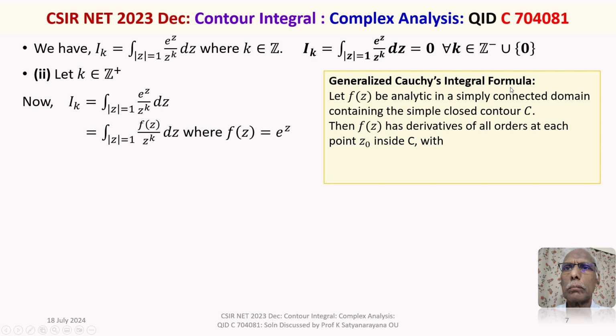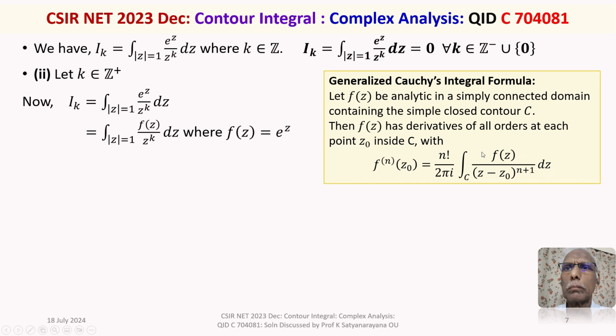And then this generalized Cauchy's integral formula tells you that f(z) has derivatives of all orders at each point z0 inside C. At every point z0 inside C, f(z) has derivatives of all orders. And the value of the nth derivative at z0, where z0 is any point inside C, is given by Cauchy's integral formula for higher derivatives: n factorial by 2 pi i, integral taken around C, f(z) by (z minus z0) to the power of n plus 1, with respect to z.